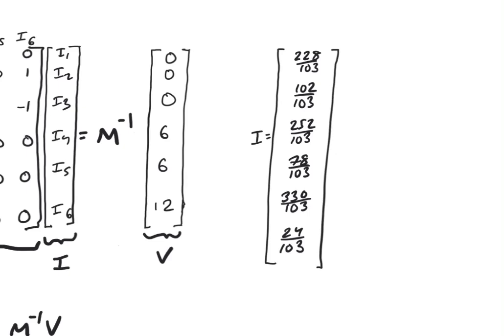And this first quantity is I1. This second quantity is I2. The third quantity is I3. The fourth quantity is I4. The fifth quantity is I5. And the sixth quantity is I6. So now I have my answers.